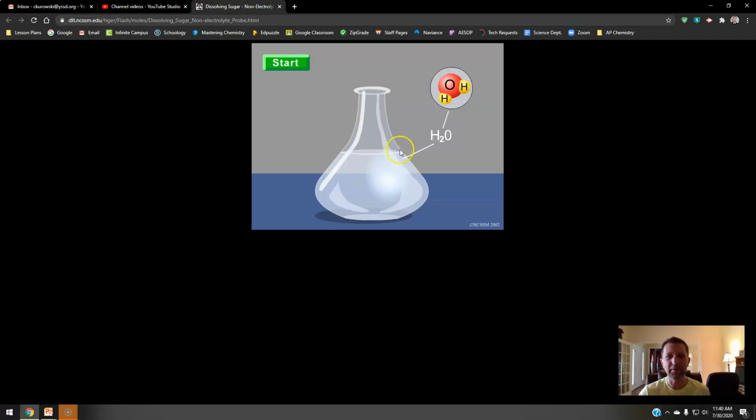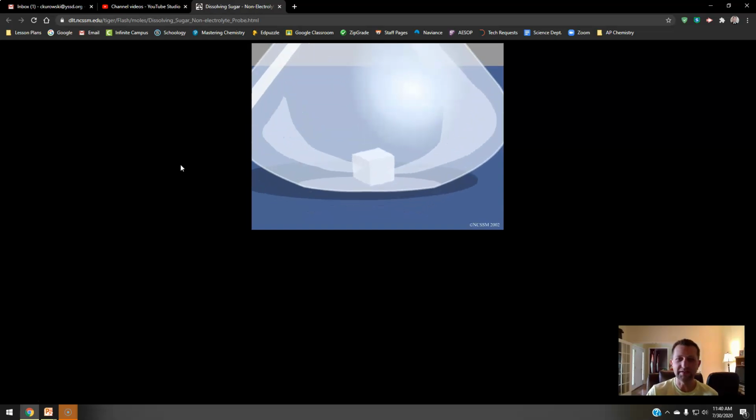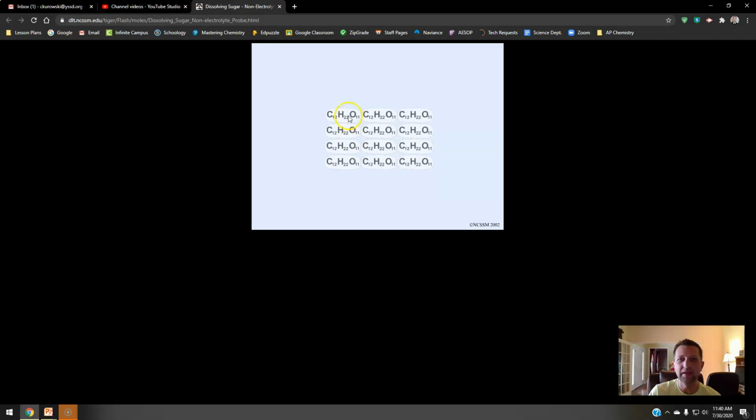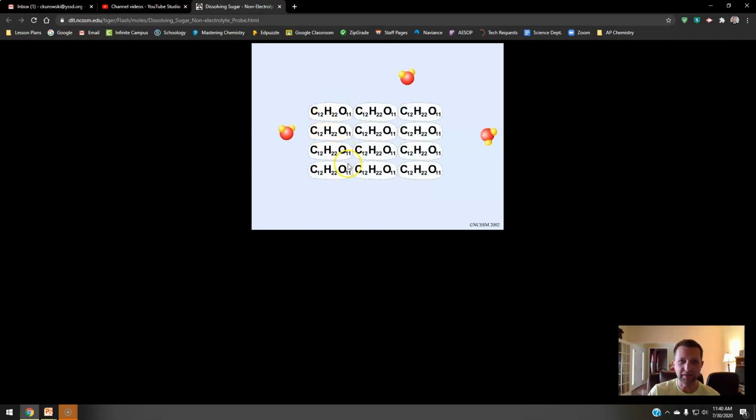Okay, so here we go. I have water, and I'm going to start the animation here. We're going to add something to it, and it will zoom in for us. Let's start it and check it out. Looks like I dropped a cube of some sort, a sugar cube in. And now we're going to look at the dissolving process. So let's see, I can't pause this, so we're going to try to narrate through it. Here's one example of sugar, C12H22O11. See the water molecules coming around and attaching itself to those and pulling the individual molecules away.